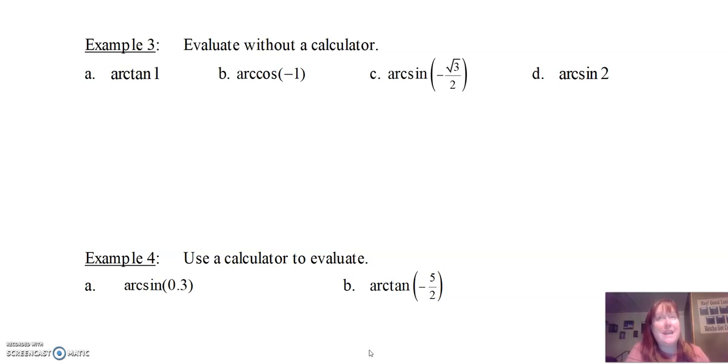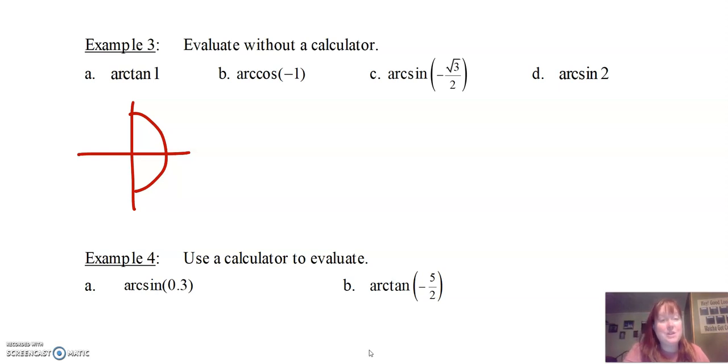We're looking for arctan of 1. So in other words, we're asking the question, is there some angle on the part of the unit circle that we use for arctangent whose tangent is 1? So let's think about our unit circle and where that could be. Again, we're only using these values here.